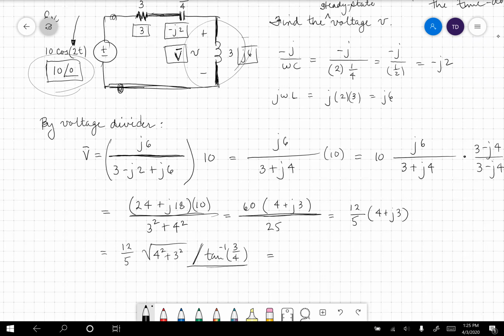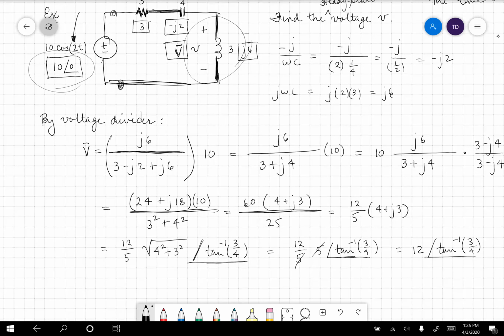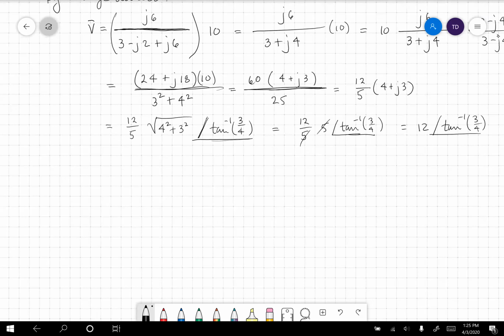Fortunately, this is a pretty nice number to work with. Square root of 25 is 5 at an angle of tan inverse of 3/4. And so those 5's cancel. And this is equal to 12 angle tan inverse 3/4. Beautiful. Now all we're left with doing is converting this back into the time domain.